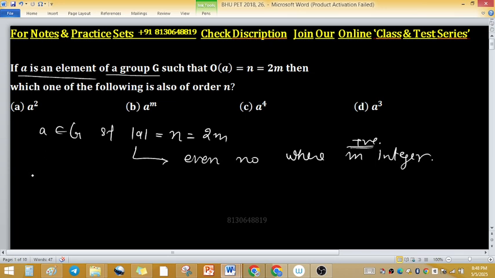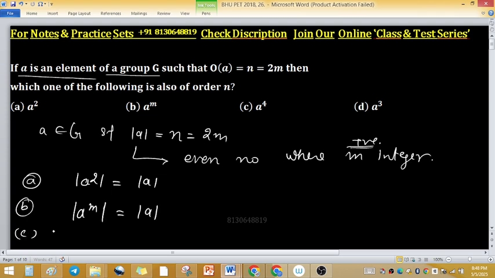For option A, order of A square equals order of A. Option B says order of A raised to the power m equals order of A. Option C, order of A raised to the power 4 equals order of A. Or option D, order of A cube equals order of A.